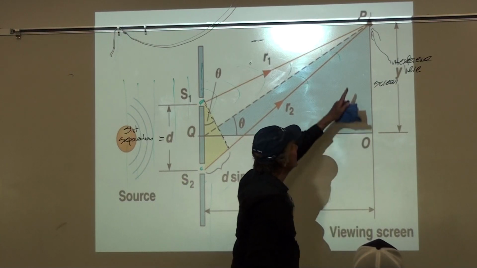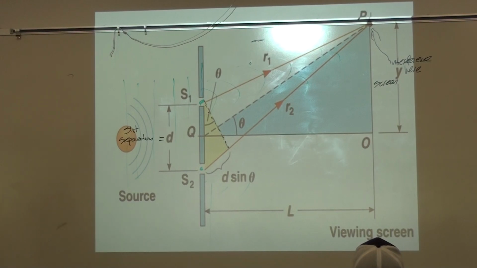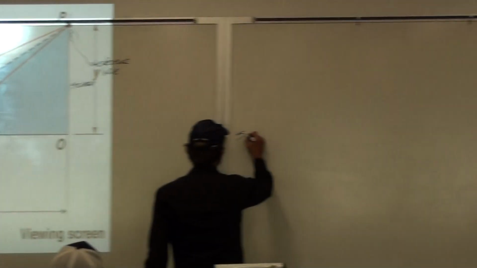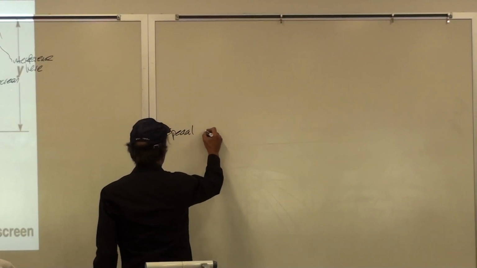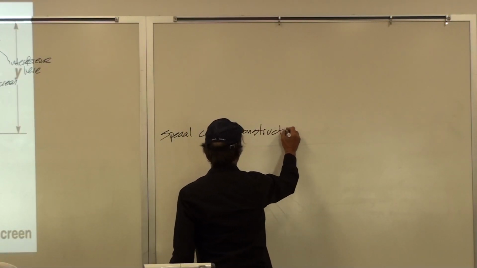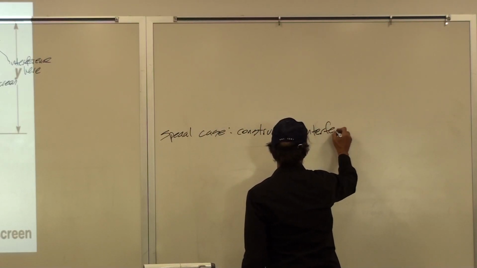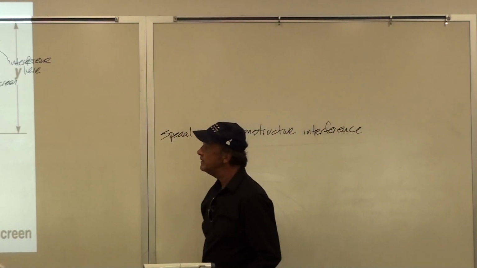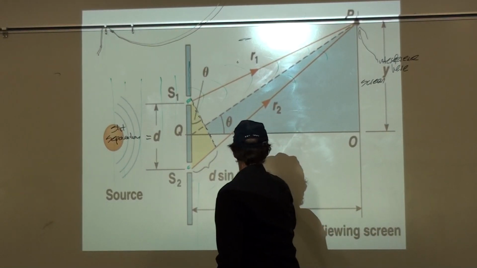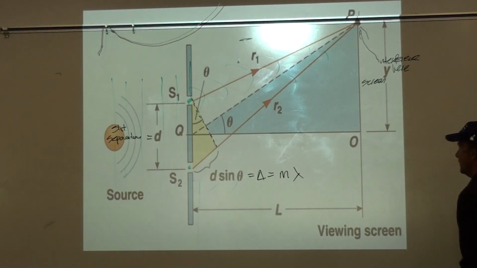Now, of course, there's going to be an infinite number of points because every single point on the screen is going to have an interference path. But let's just look at the special case where we have constructive interference, because that's what we're kind of interested in. Now, for constructive interference, if the two waves start out in phase, then the difference in path length delta has to be m lambda, has to be an integer number of wavelengths for constructive interference.